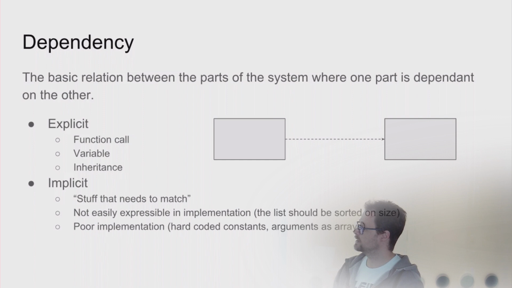Examples of explicit dependencies. So these are dependencies that we can easily see in the code. So we see if there is a function call. We can see if we read a property. We can see if we do some inheritance or something else.